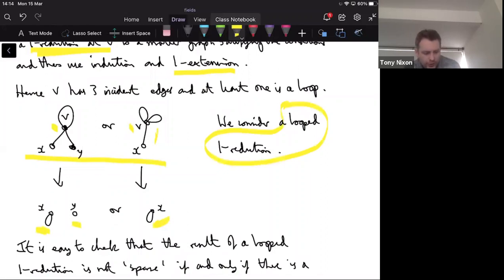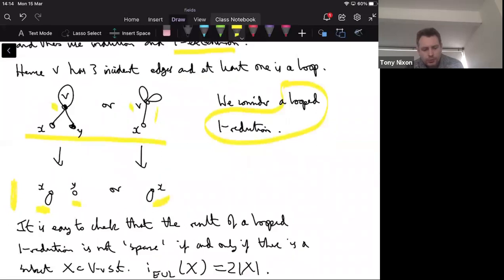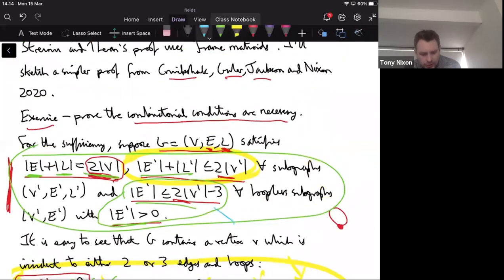And the inverse operation where you start down here and you delete a loop and add a new vertex with either one or two simple edges to the end of the vertex you remove the loop from, plus possibly one other, and then one or two loops, depending on which one you're in, will be called a looped one extension. Okay, so this looped one reduction adds a loop. So if we go back to our combinatorial condition, this inequality only cared about the number of edges, so can never fail. When we add a loop, we don't add anything to the left-hand side here, so this inequality can never be violated. So the only problem can be if we violate this inequality. So we add one loop here, and that causes a problem in some subgraph.